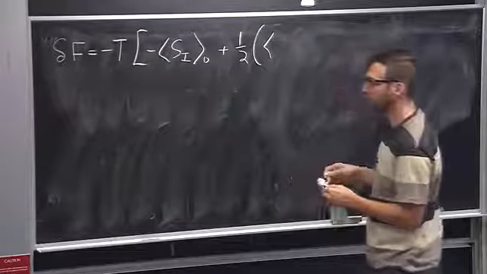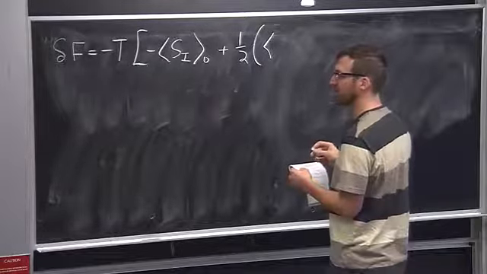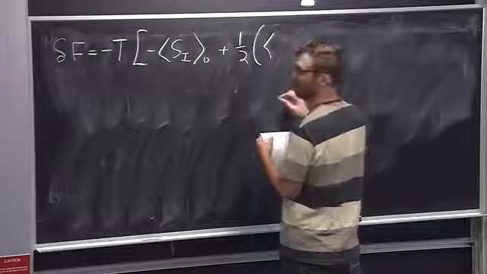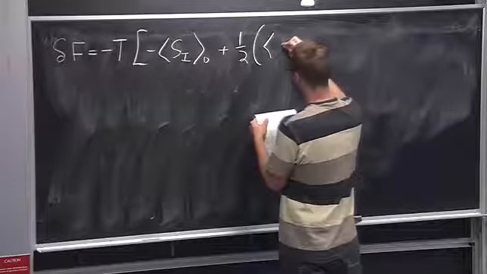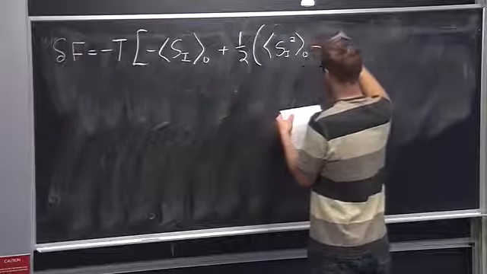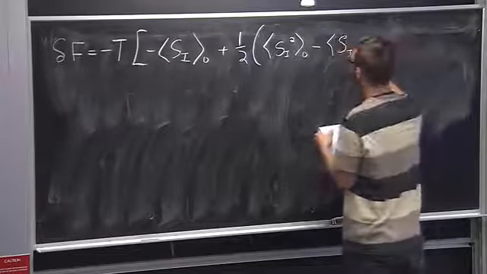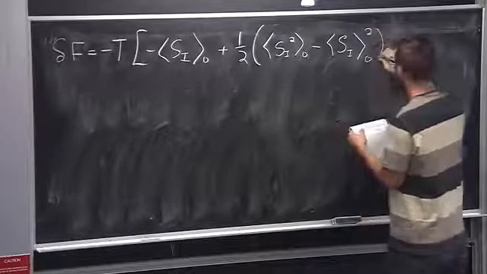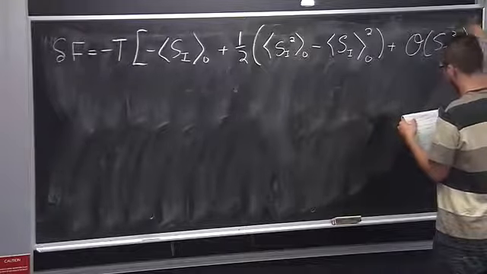Okay, so let me write it like this. I have epsilon, I have epsilon squared, and my epsilon is the thing in the brackets there. So let me write out the first two orders. It's going to be 1 half ψ squared minus ψ expectation value squared, plus higher order terms, ψ cubed.